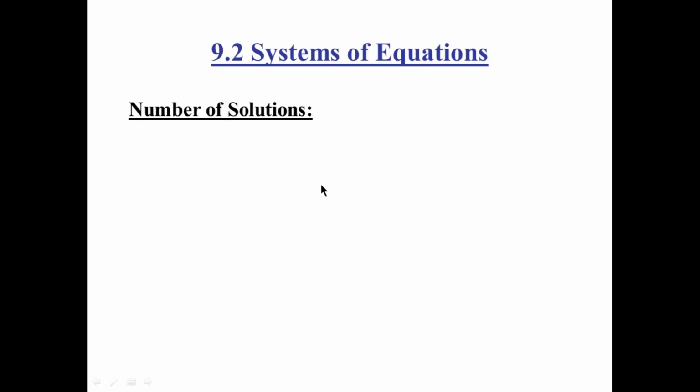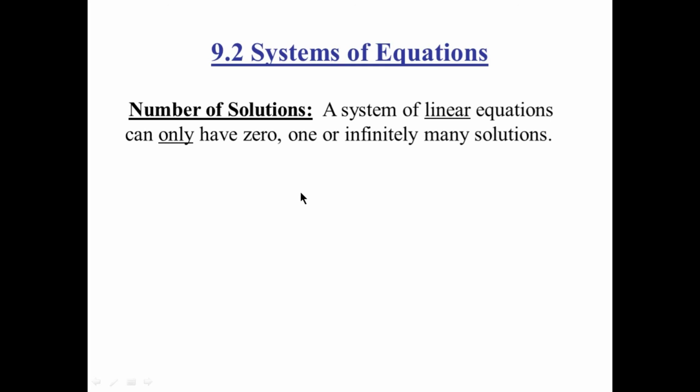Number of solutions. Well, if it's a system of linear equations, there's only a few possibilities. You can have zero solutions, so no solutions at all. You can have exactly one solution, one set of values that satisfies, or you can have infinitely many lists of values that satisfy all the equations. So there's either none, there's one, or there's infinitely many. You can't have 2 or 7 solutions to the system.